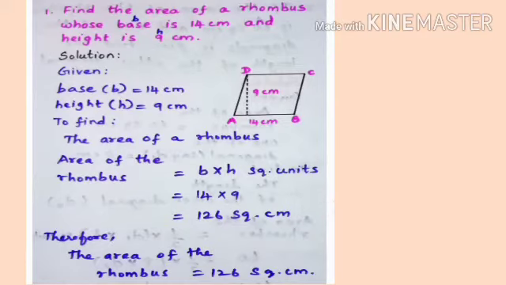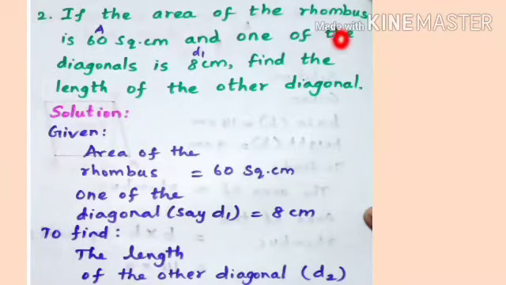126 square centimeter. If the area of the rhombus is 60 square centimeter and one of the diagonals is 8 centimeter, find the length of the other diagonal. Here the area of the rhombus is given, that is 60 square centimeter, and one of the diagonals, let it be D1, which is 8 centimeter, is given. Our aim is to find the length of the other diagonal, which is D2. Here D2 is the unknown value which we have to find.